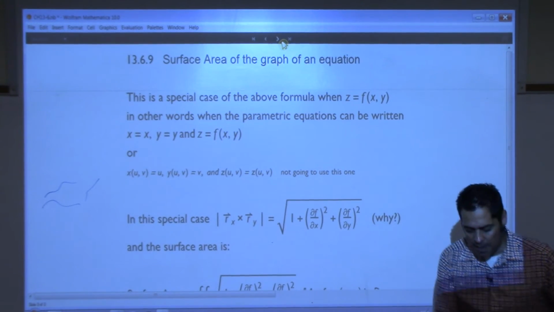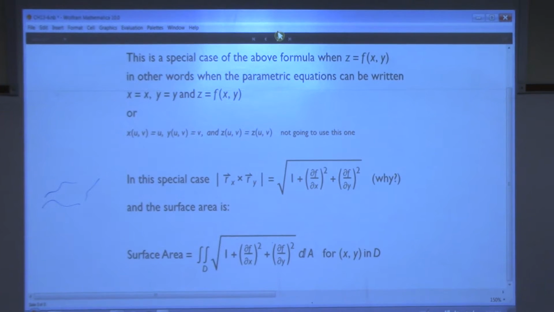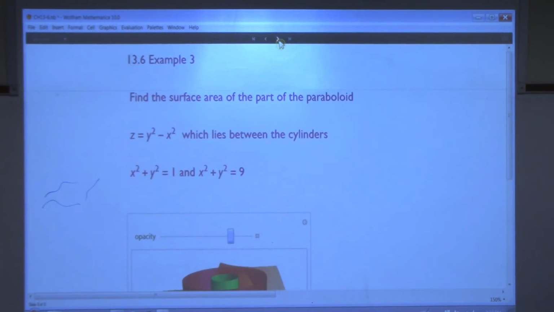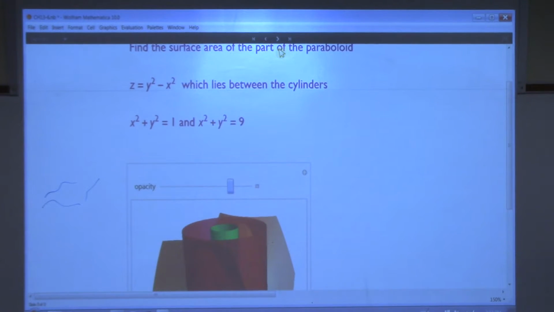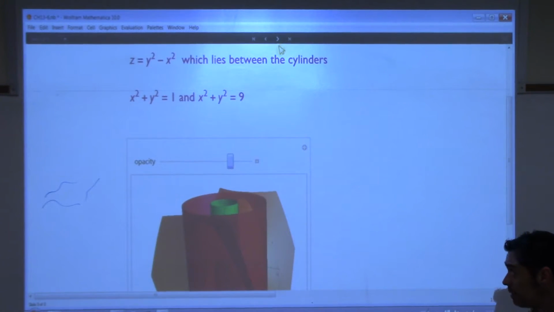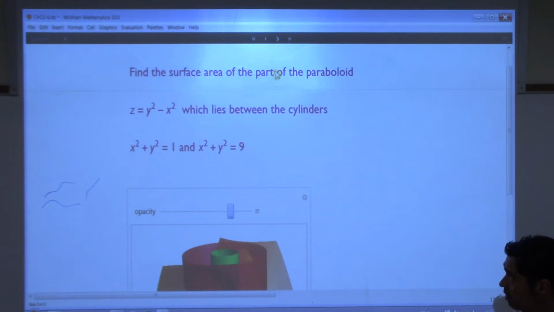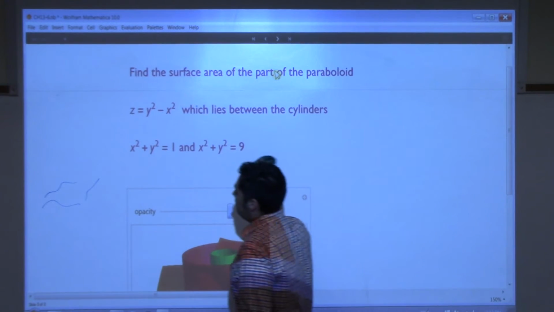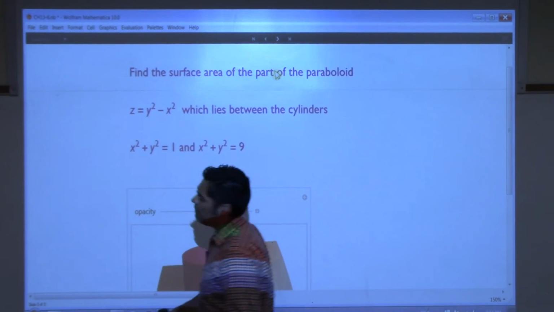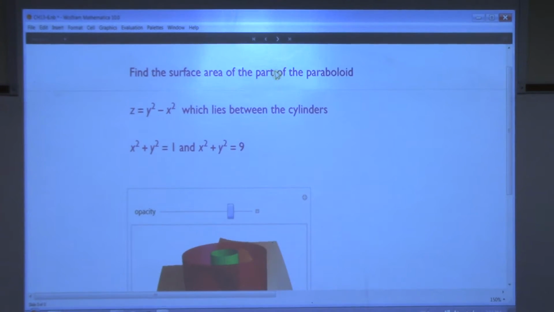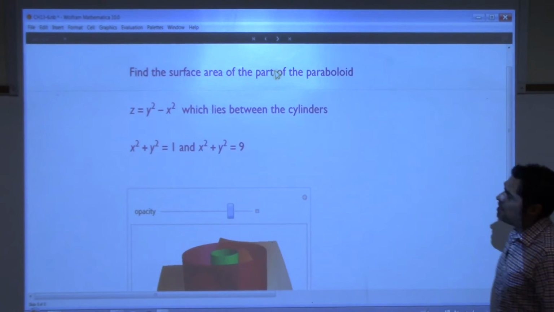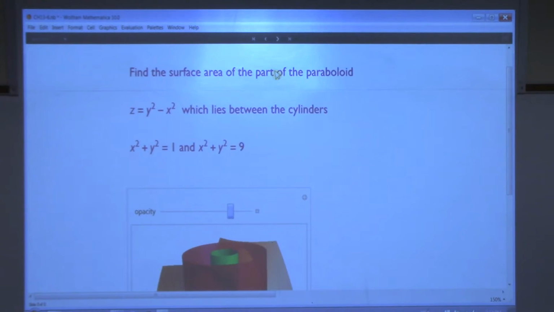I'm going to give you an example of this. It makes our surface area formula real easy to compute. So here's an example of that. We have, yeah, it looks bad. You have a surface, right? Find the surface area of the part of the paraboloid z equals y squared minus x squared, which lies between these two cylinders.